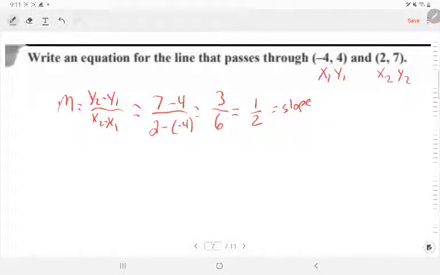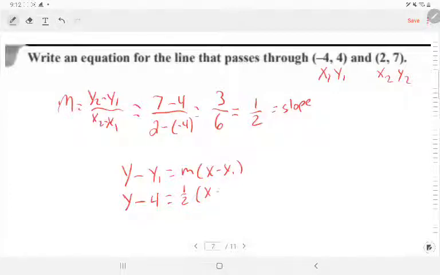Now, I can use the formula. y minus y1 equals slope times x minus x1. And then plug in what I know. Let's use negative 4, 4, okay? So I'd have y minus 4 equals my slope of 1/2 times x minus a negative 4. Okay?